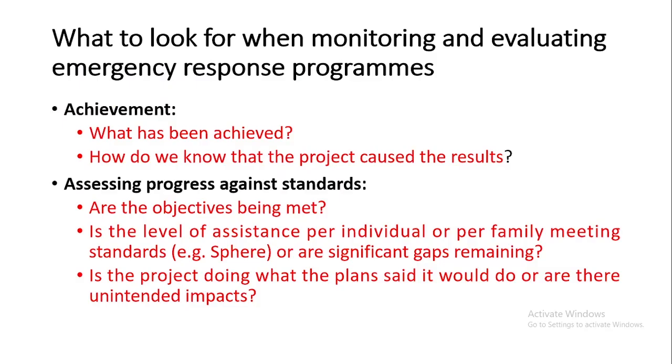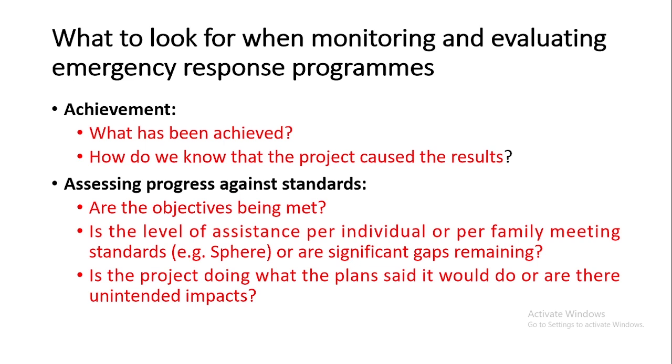So what do you look for when you're monitoring and evaluating emergency response programs? One, you look for achievement. What has been achieved in the response to this emergency project? Like with COVID-19, what was achieved? We saw reduced mortality rates and more people healed from the COVID pandemic with the interventions that were put in place. How do we know that the project caused the results? We're also assessing that there are some results.